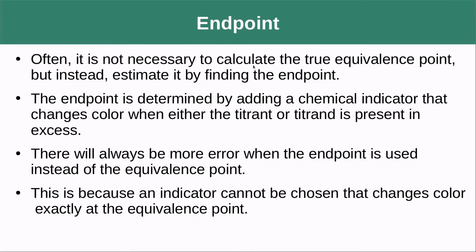Often, however, it is not necessary to calculate the true equivalence point, but instead estimate it by finding the endpoint. The endpoint is determined by adding a chemical indicator that changes color when either the titrant or titrand is present in excess. There will always be more error when the endpoint is used instead of the equivalence point, and this is because an indicator cannot be chosen that changes color exactly at the equivalence point. But we can be careful when choosing our indicator to minimize this error as much as possible. And often a chemical indicator can be chosen that will give you really good results.